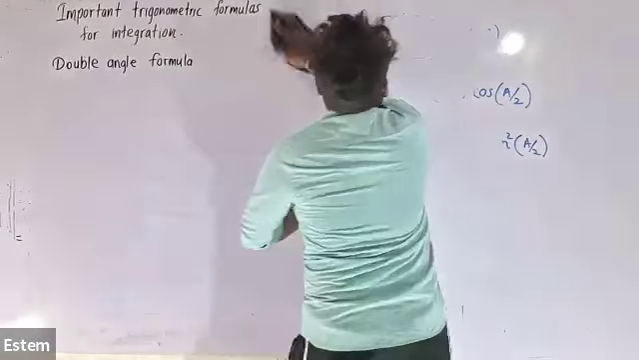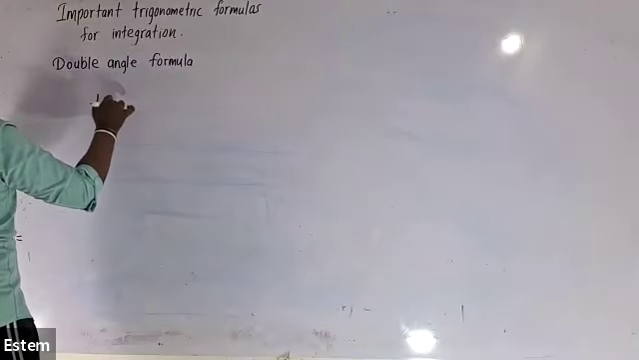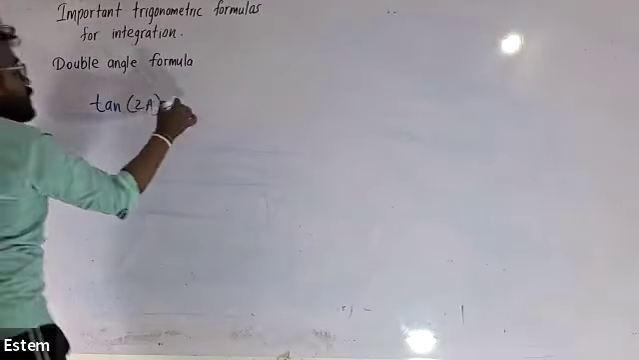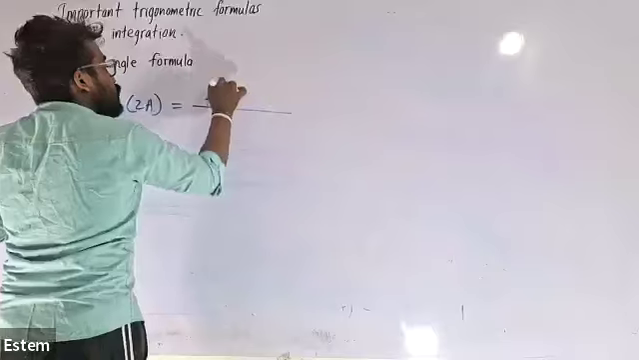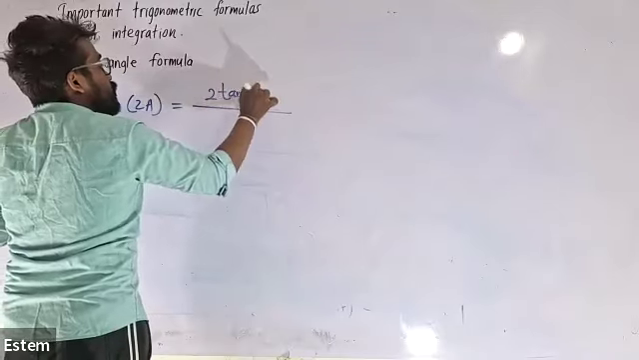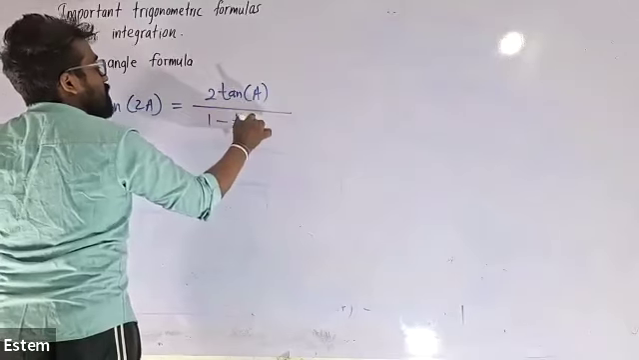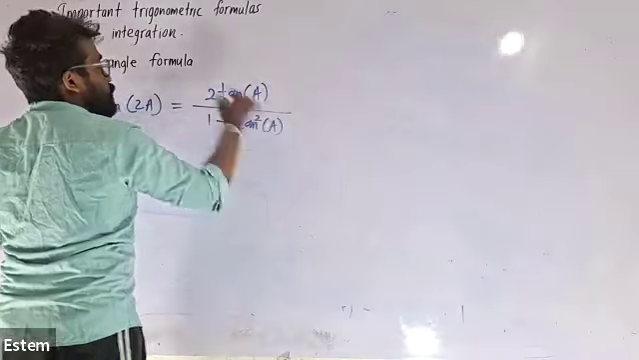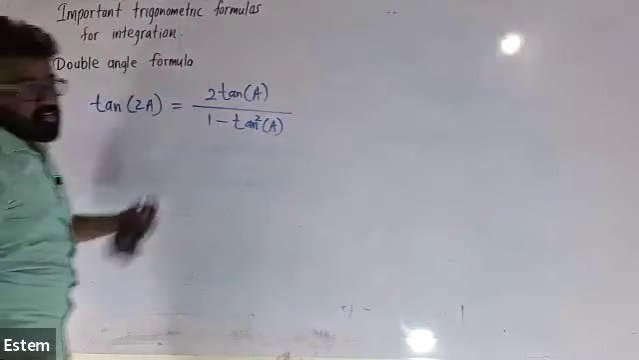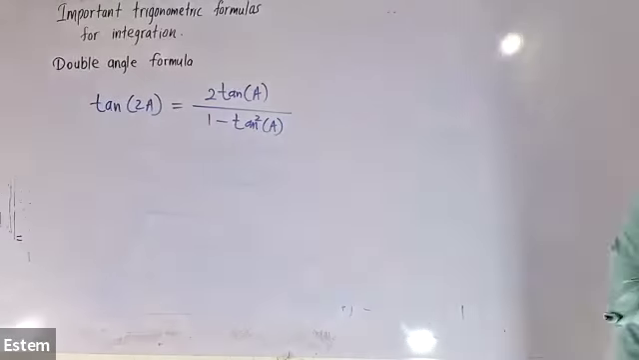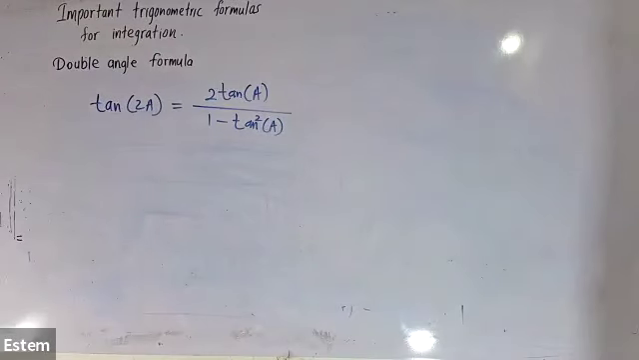These are double angle formulas. Now, tan 2a. There is tan 2a also. What is the equation of tan 2a? 2 tan a over 1 minus tan squared a. Write that also: 2 tan a over 1 minus tan squared a.